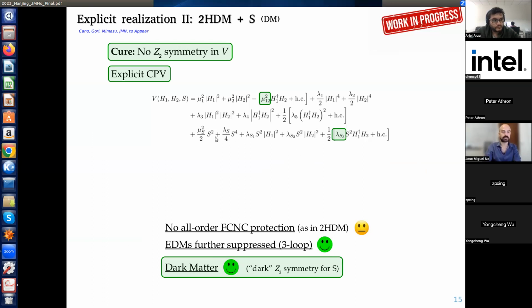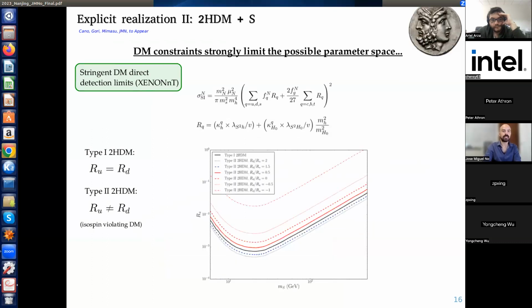Another good thing is the fact that the singlet spin zero state enters always as S squared, so we have a Z2 symmetry if it doesn't get a VEV at zero temperature. And then this dark Z2 symmetry for S makes it a potentially viable dark matter candidate. Now, this is good and bad in the sense that dark matter constraints strongly limit the possible parameter space. So it's good, okay, I can solve 2 problems with one shot, and dark matter would be tied to the very baryogenesis mechanism, to the transient generation of CP violation, because this S would get a VEV during some epoch in the early universe, albeit not having a VEV now.